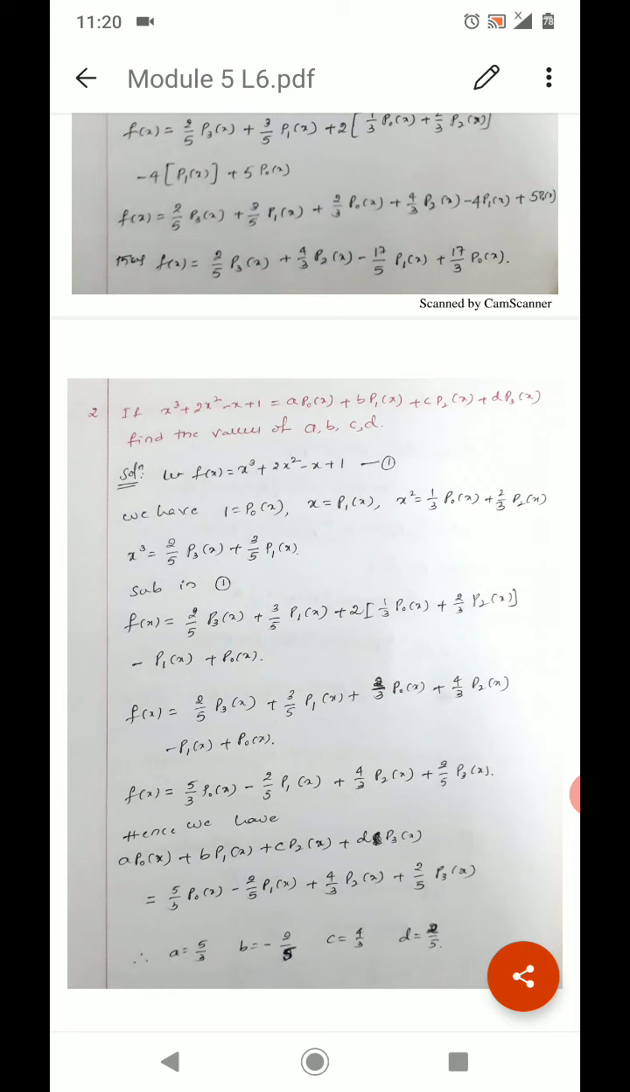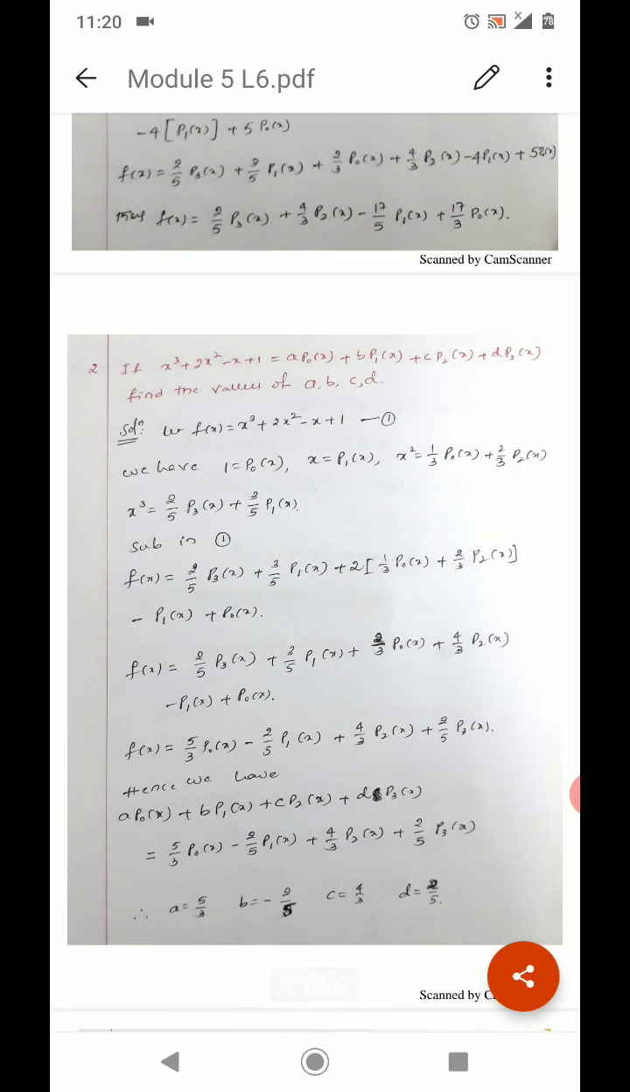Substitute these values in equation 1, then we get f of x is equal to 2 by 5 into P3 of x plus 3 by 5 into P1 of x. This is the value of x cube, plus 2 into value of x square, that is 1 by 3 into P0 of x plus 2 by 3 into P2 of x, minus x value is P1 of x, that is in terms of polynomial, plus 1 can be written as P0 of x.